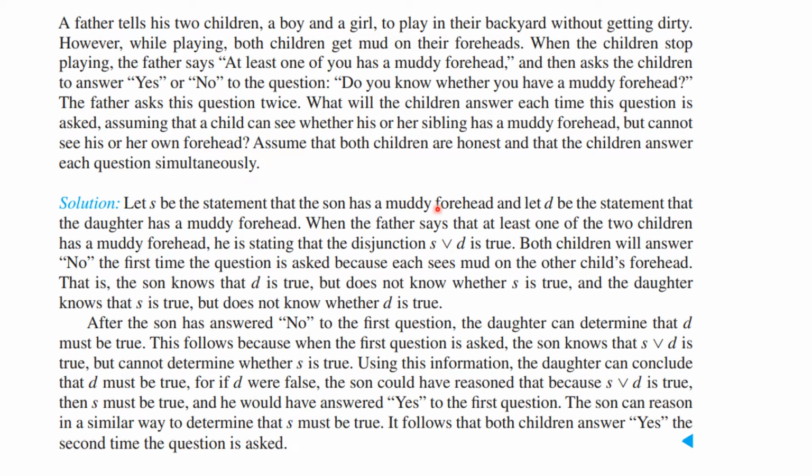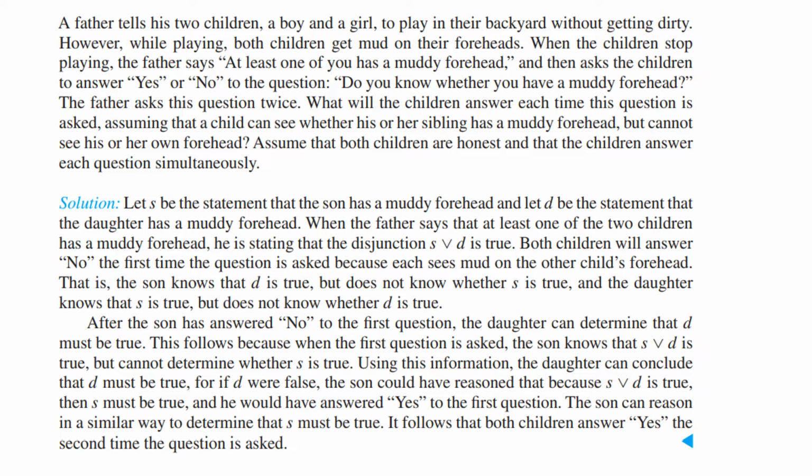Well, let S be the statement that the son has a muddy forehead, and D be the statement that the daughter has a muddy forehead. And we know that they both have muddy foreheads. So when the father says, "At least one of you has this," he is stating that S or D is true. Both children will answer no the first time it's asked because they cannot see the mud. Each sees the mud on the other child's forehead, but they don't see their own. Therefore, the son knows that D is true, but doesn't know whether S is true. And the daughter also knows that S is true, but doesn't know if D is true.